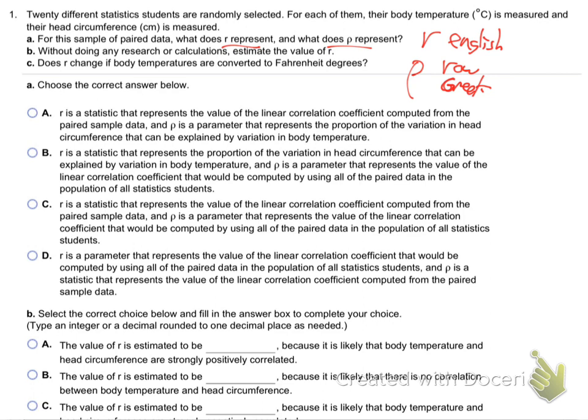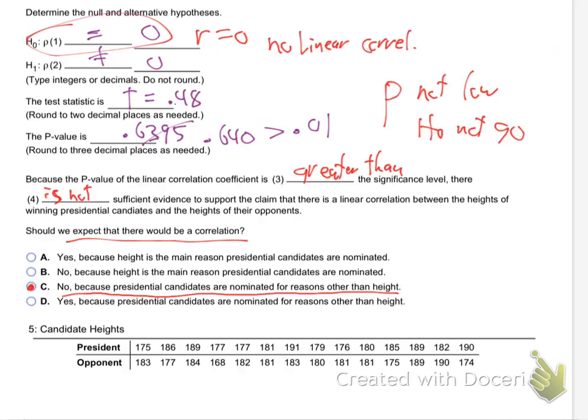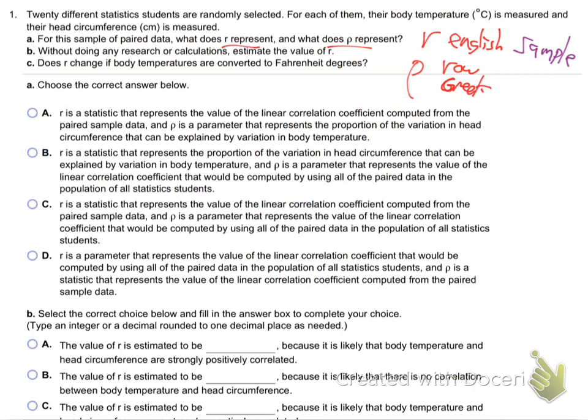Now, why? What's that mean? What's the Greek? What's the English? What do they mean? Did you catch anything I said earlier? Yeah, one's a sample. Which one's a sample? Yeah, the English is always the sample, like the 20 stat students, their linear relationship, and the Greek is like, is there a relationship for all people in the world between their head size and their body temperature?